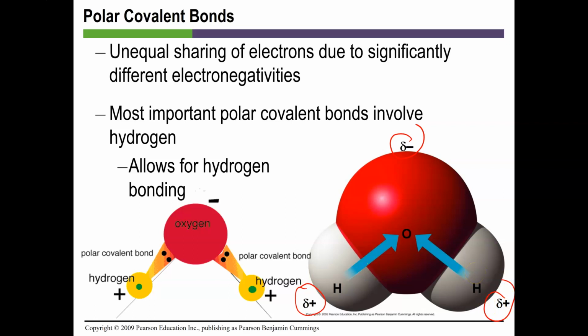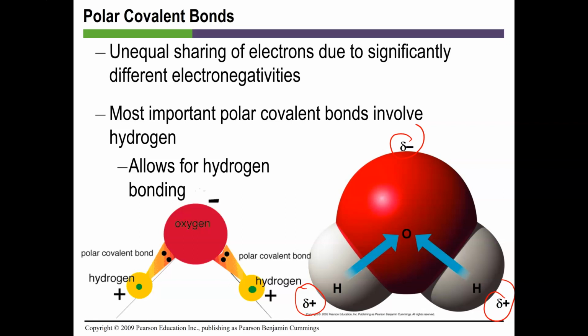The oxygen end, that pole is negative. The hydrogen ends, those are positive. The polar covalent bond causes poles that are going to allow for hydrogen bonding to happen. Remember, hydrogen bonding is separate from the polar covalent bond. Hydrogen bonds require that a molecule has a polar covalent bond, but they're not the same thing.